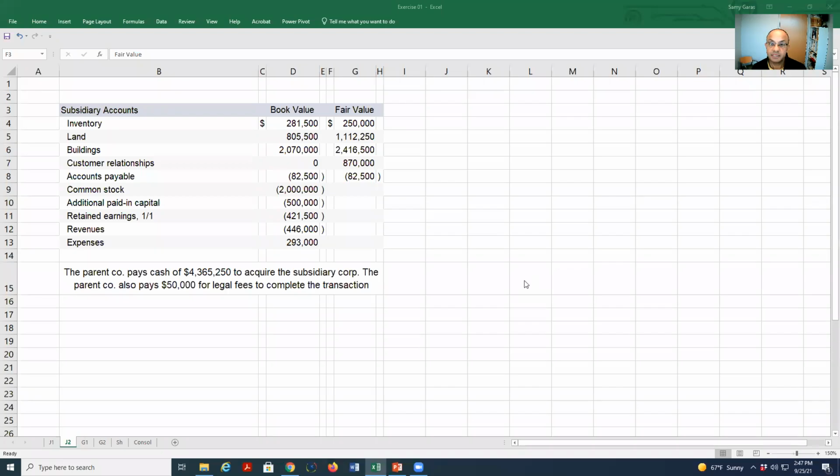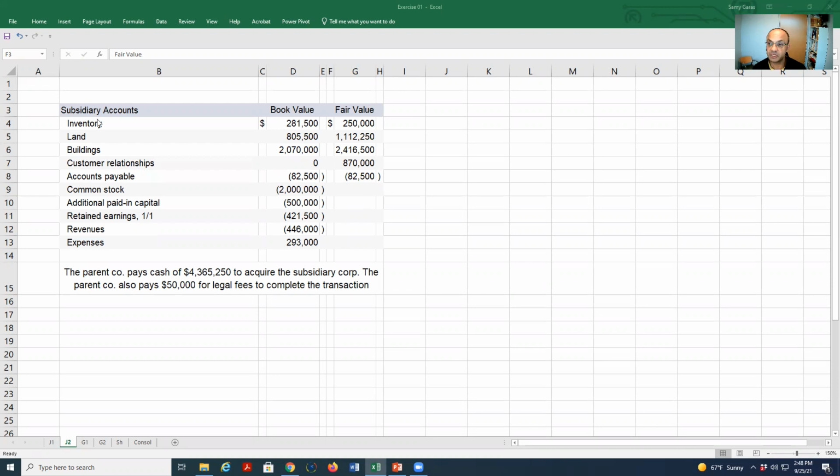Hi there. In the previous video, we talked about how to make a journal entry of consolidation with a goodwill, and how the goodwill comes when the parent company is paying more than the fair market value of the subsidiary assets and liabilities. But in this example, we will talk about gain on acquisition.